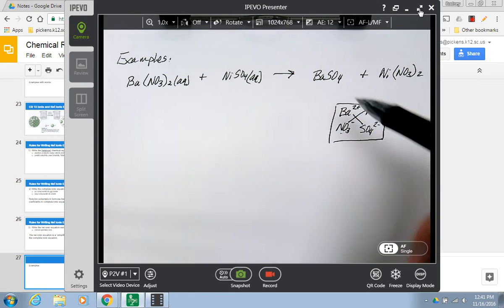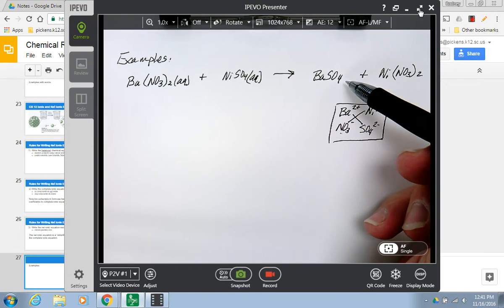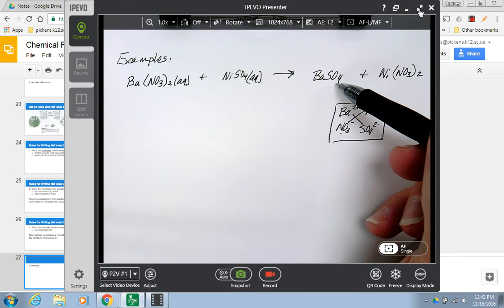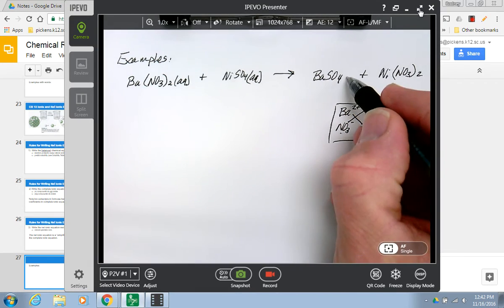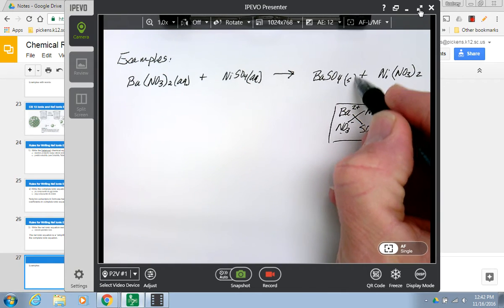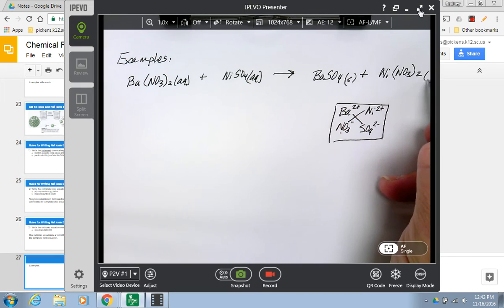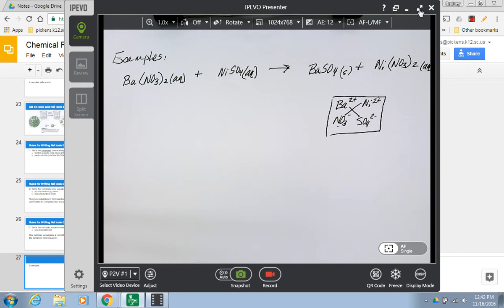Next, we also need to check our solubility. Barium sulfate, when you check it, would be insoluble. If it's insoluble, we put an S beside it. That means it is a solid. And then nickel nitrate is aqueous. All nitrates are always aqueous, so that means they are soluble. They dissolve in the solution. Okay, so now we have it in a balanced chemical equation.